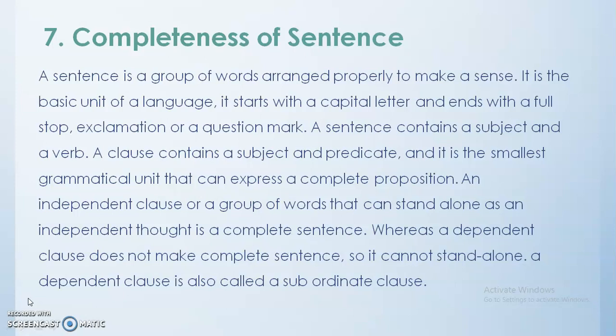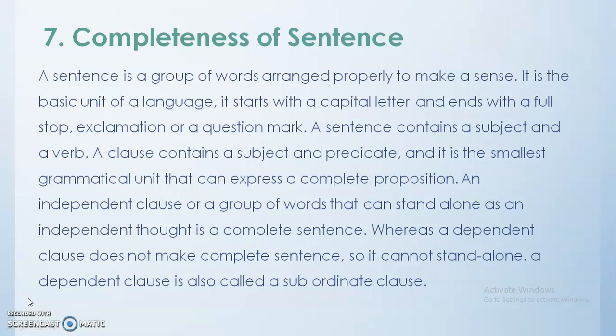A clause contains a subject and predicate, and it is the smallest grammatical unit that can express a complete proposition, that is, a complete idea. So a sentence or a clause which has a subject and a predicate verb is the smallest grammatical unit that can communicate or express a complete idea. An independent clause or a group of words that can stand alone as an independent thought is a complete sentence.